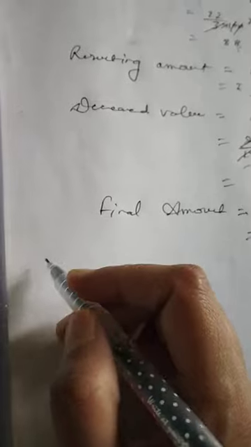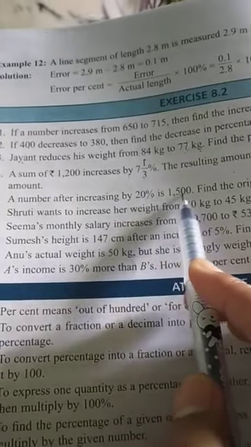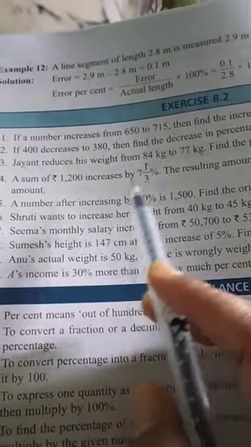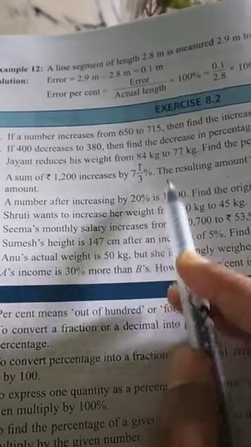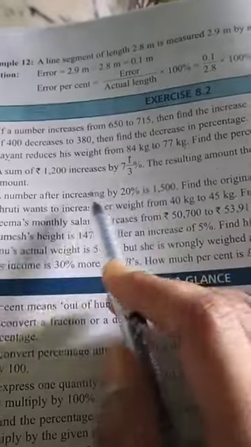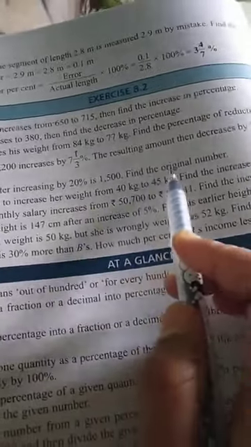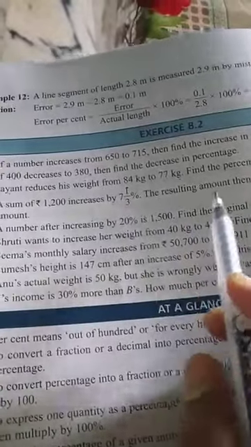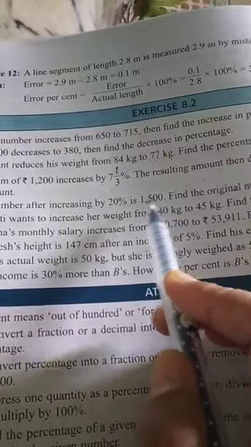Okay, the next question is question number 5. Let's see this. A number after increasing by 20% is 1500. Means a number, we don't know what the number is, but it's increased by 20% and the resulting value is this. When a number is increased by 20%, the value became 1500. Okay, find the original number.